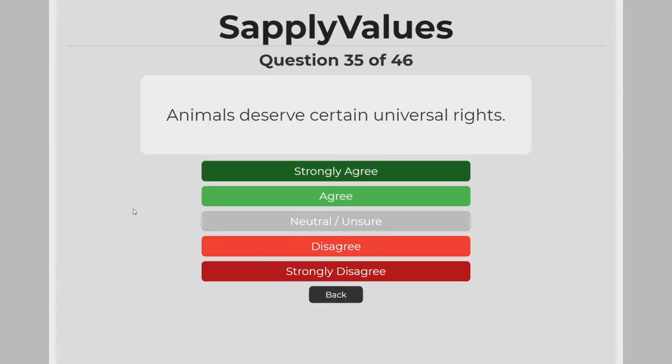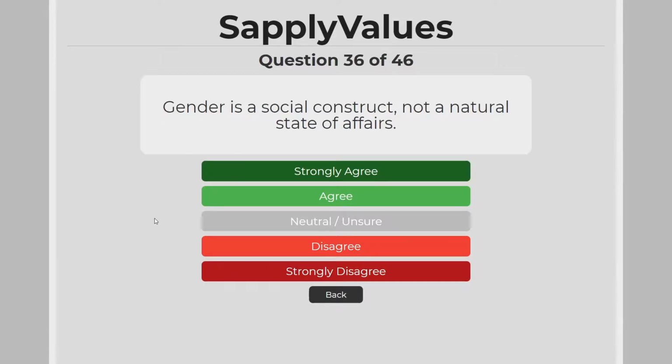Animals deserve certain universal rights. I think the right to not be tortured, I think animals deserve that at least. Trying to think of other rights, maybe not kill baby animals. I don't know. I think the not tortured one is a good one. That's the only one I can really think of off the top of my head. So I would strongly agree. Don't torture animals. That's bad.